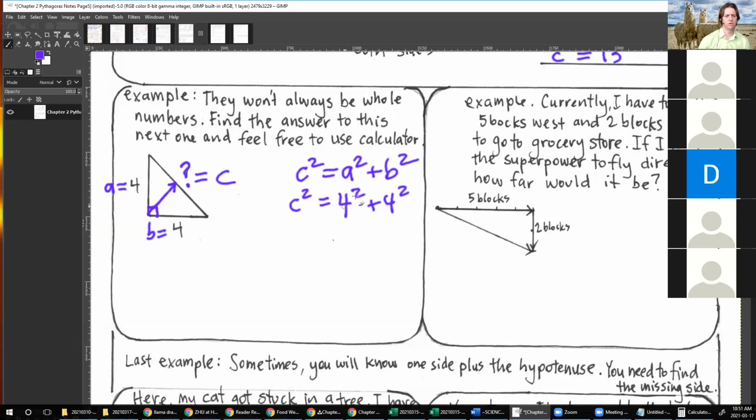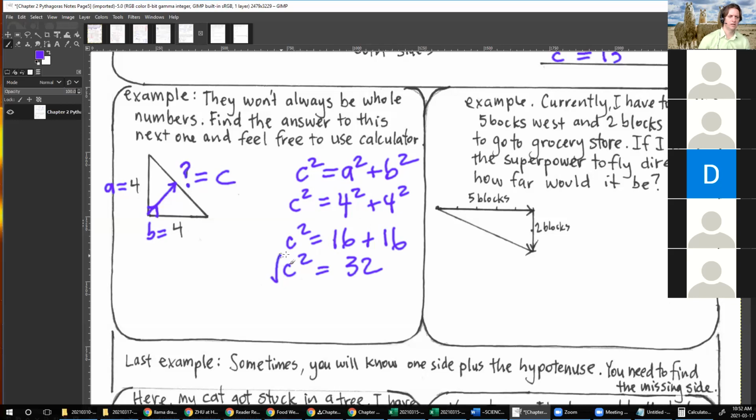I can simplify this. 4 squared is like 4 times 4. So in your calculator, you can go 4 times 4, which we know is 16, plus 4 times 4 is 16. We're going to combine these. So C squared is equal to 32.